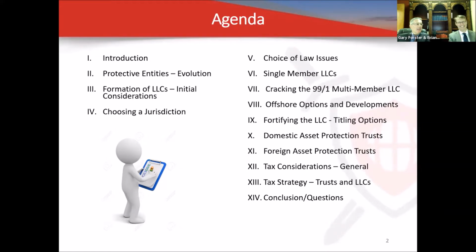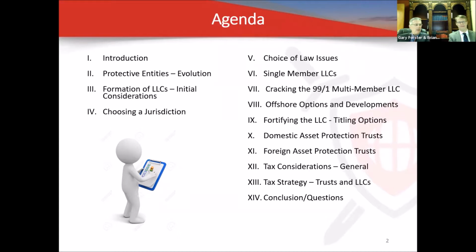The agenda for today is really an overview of the tools and how they integrate, with a little bit of history showing, for instance, cases where people have failed to integrate tools and why that can lead to the downfall and the breaching of asset protection plans.